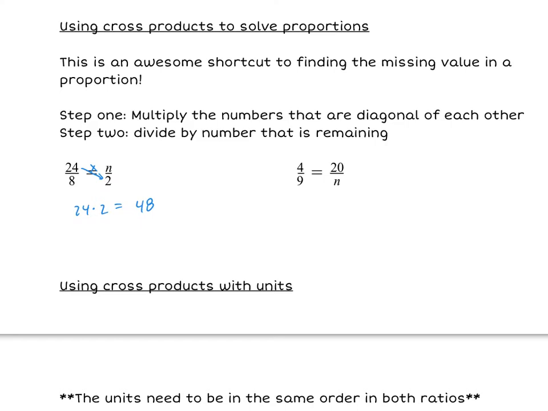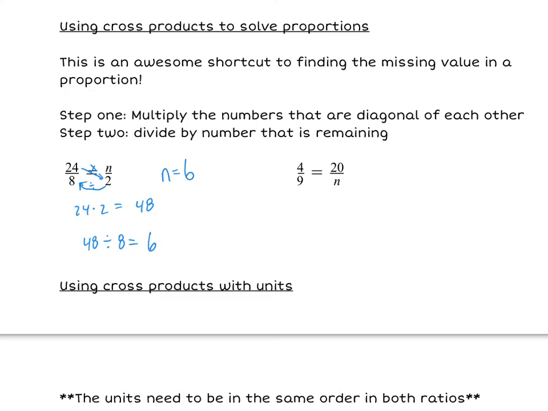Step 2. Divide now by the number that's remaining. What's the only number left in here? 8. So now you're going to do 48 divided by 8. And you can use calculators for these, but I think you probably know that one is 6. So, let me divide there. In this case, n equals 6.